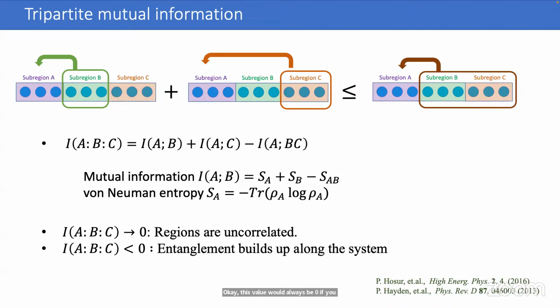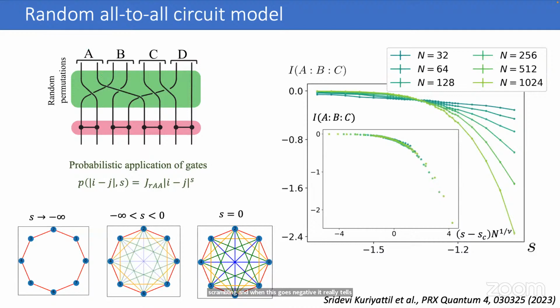And so you need to have some other level of entanglement between regions B and C to make this different from 0. And so it's really characterizing the level of scrambling. And when this goes negative, it really tells you that information is spread through the system. And what we do is we've looked at this in a random circuit model. We've looked at it on a power of 2 graph. We've looked at it for the hypercube graph.